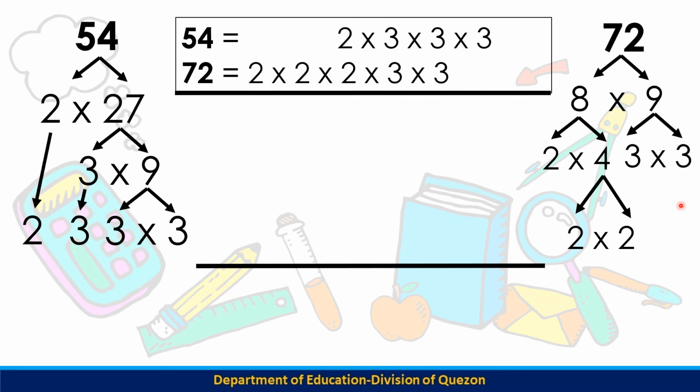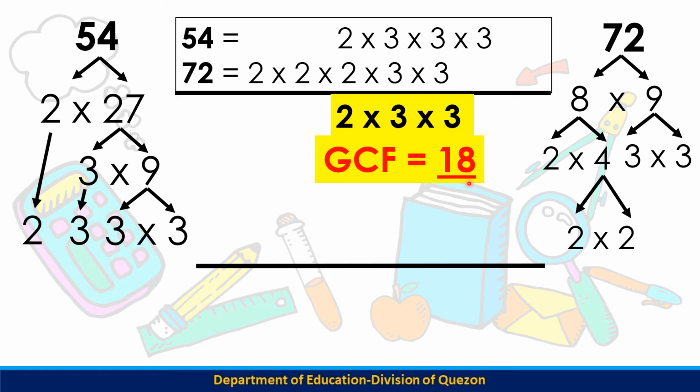Para daw po makuha natin yung GCF, kunin po natin yung may magkakaparehas na number. We have 2, 3, and 3. So when we multiply them with each other, 2 times 3 times 3 is equivalent to 18. So the GCF here is 18. Now let us proceed to the LCM.